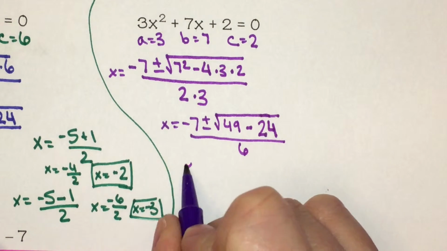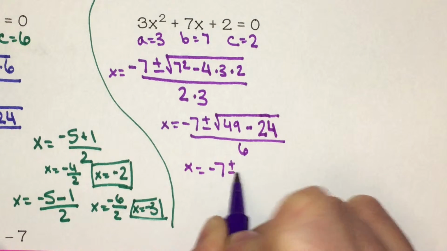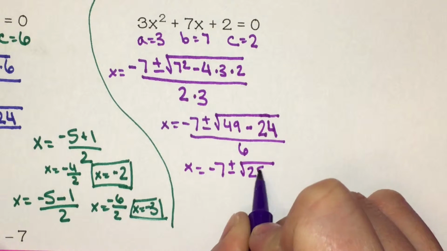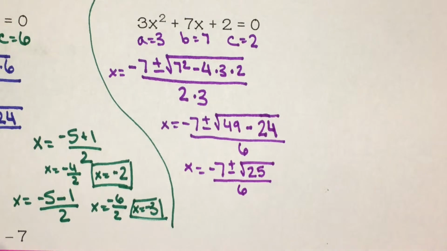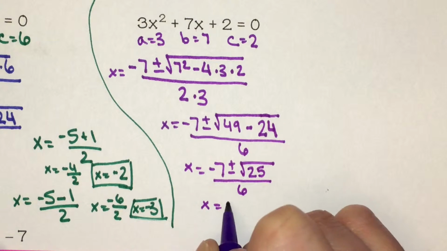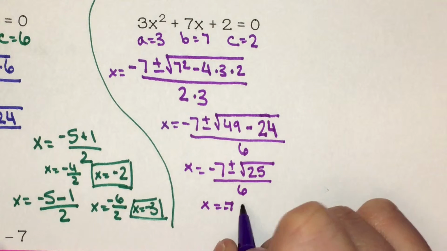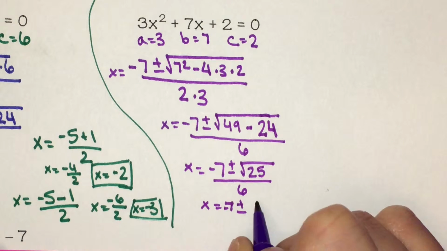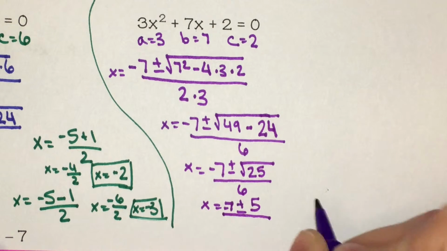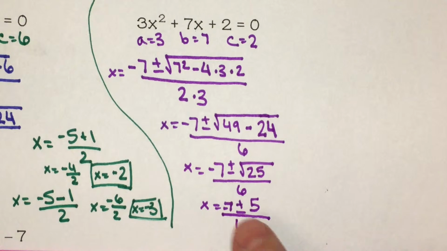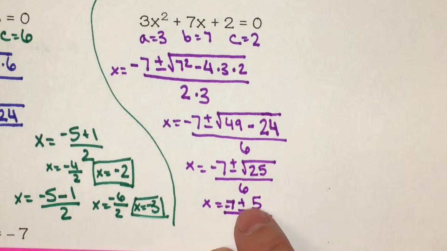Okay, so I have x equals negative 7 plus and minus the square root of 49 minus 24, which is 25, over 6. So I have x equals negative 7, can't forget that negative, plus and minus the square root of 25, which is 5 because 5 times 5 is 25, over 6. All right, so I've simplified it enough that at this point I'm going to figure out what my two x values are by using the operations.